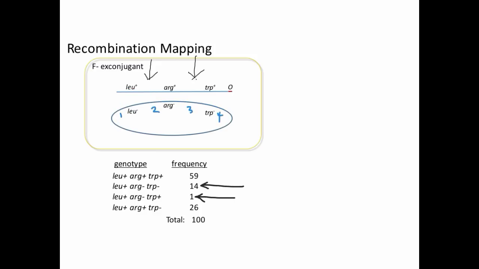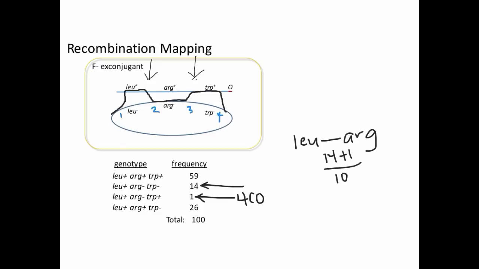And we already established that the Lu plus Arg minus Trp plus is the result of the 4 crossovers. So there was a crossover at every interval, including between Lu and Arg. Then to map the distance between Lu and Arg, we would add up the frequency of the crossovers between those two. So 14 plus 1 divided by the total number. So it would be 0.15 or 15 map units.